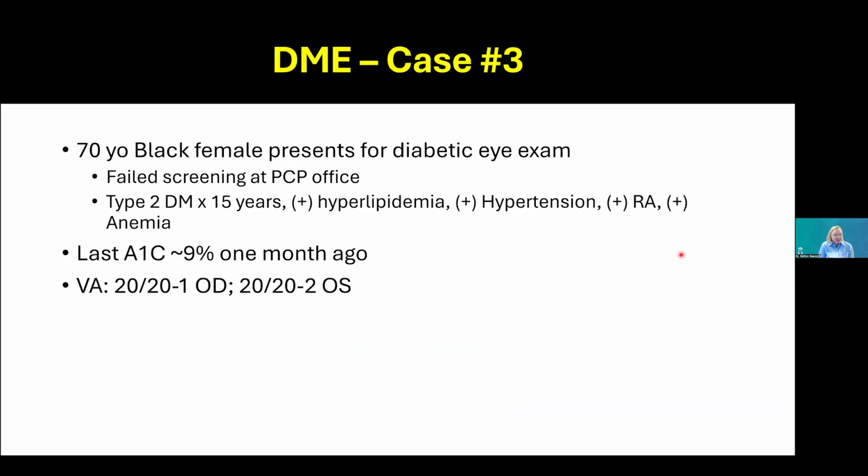This is a 70-year-old Black female. She came in for a diabetic eye exam. She had failed a screening at her PCP's office. She didn't really plan to get an eye exam until they told her she needed to. She was another type 2 diabetic for 15 years and also had some other comorbidities. A1C is not great, so she was not very well controlled, but visual acuity is still quite good.